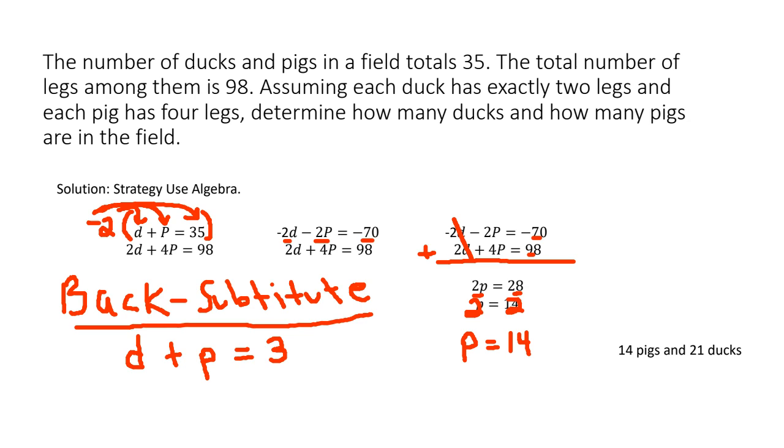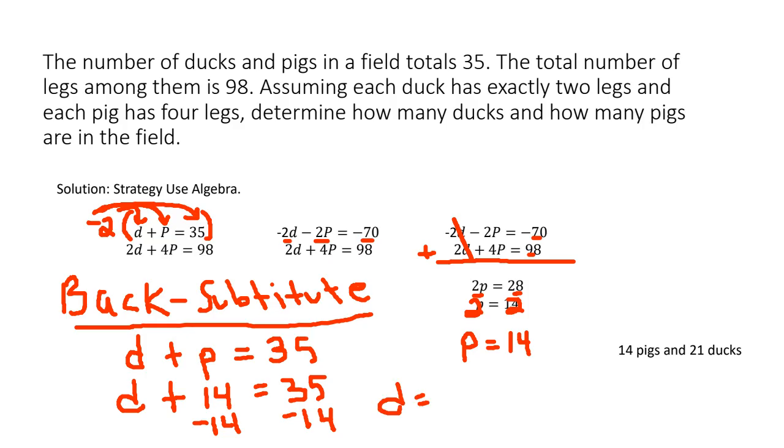We already know what P is. P is 14, so I write 14 for P, and then we're trying to solve for D. So if we subtract 14, then we get D is equal to 21. Okay, so once you solve for your variables, don't forget you want to go back and finish with a sentence, right? We have 14 pigs and 21 ducks in this field.